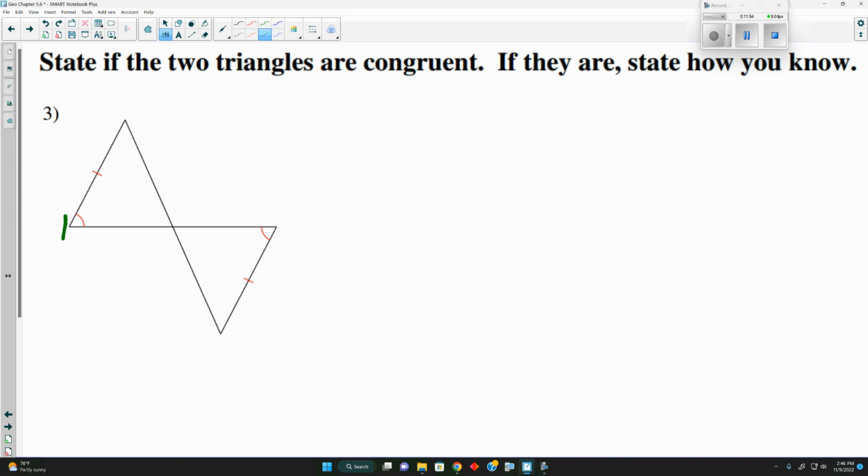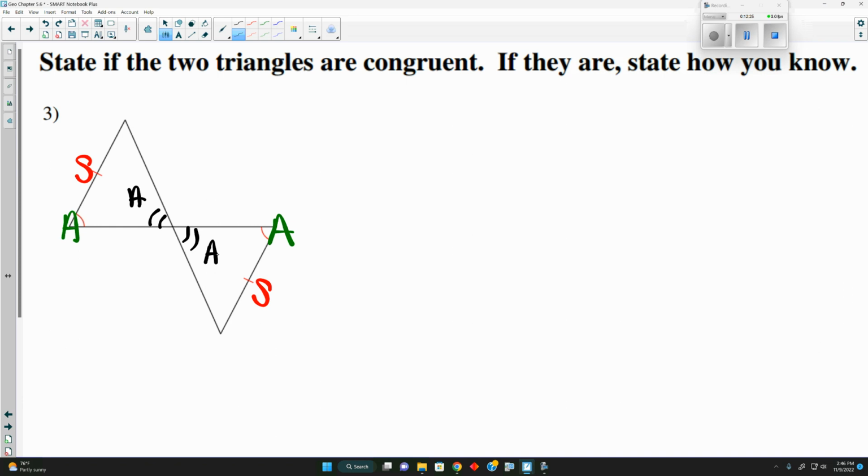So here, we have this set of angles are congruent, yes? We also have that these two sides are congruent. Do we have anything else? They're vertical angles, so we have vertical angles. Vertical angles are always congruent.